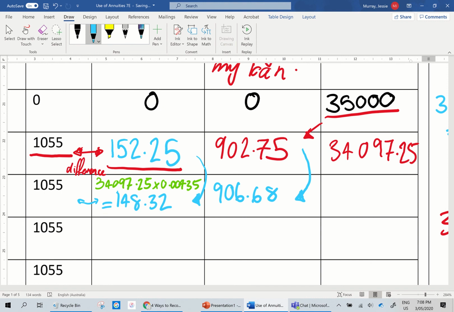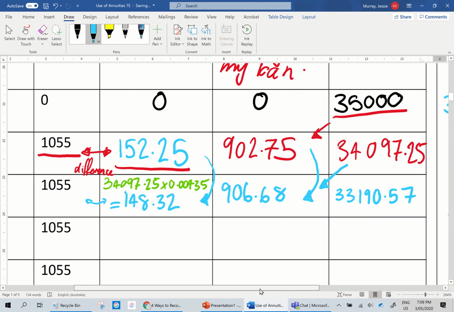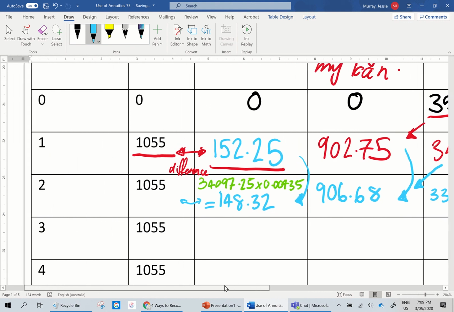So now, what do I have left owing? Well, I take my amount from last month and I subtract off what I've just paid in total here. And I get an answer of 33,190.57. So after my second month, I owe $33,190.57. So pause the video and keep going for me.